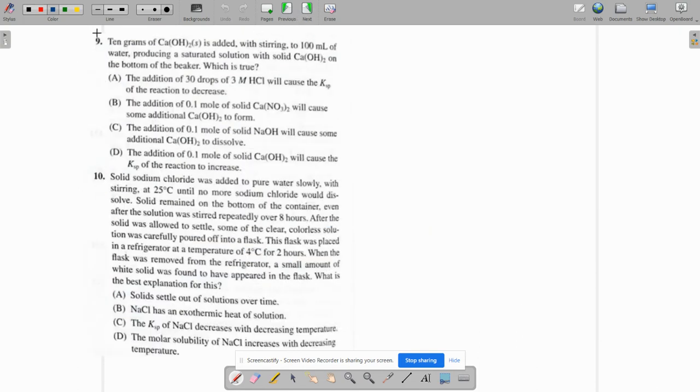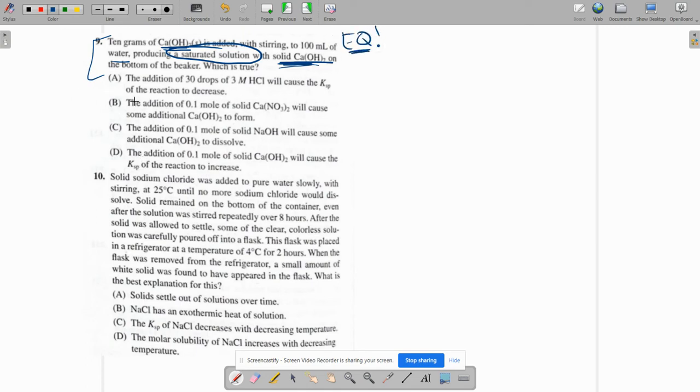All right, number 9. Okay, so basically it says 10 grams of calcium hydroxide is added with stirring to 100 mL of water, producing a saturated solution with solid calcium hydroxide on the bottom of the beaker. This one's just like a little experiment. You got to make sure you visualize it. So bottom line, what I see being described here is a saturated solution. And you're absolutely certain about it because even though you keep trying, you can't get any more of the precipitate to dissolve. So this system is definitely at equilibrium.